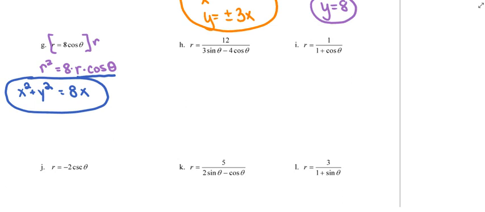All right, letter H says r equals that ugly fraction. Using that same strategy, multiplying everybody by r is going to give me a kind of hot mess on the right-hand side. So again, even though it's not wrong, it's not going to help me solve the problem. So I am instead going to put that r over 1 and cross multiply. So r times 3 sine theta minus 4 cosine theta equals the cross product in the other direction of 12. Now I'm going to go ahead and distribute.